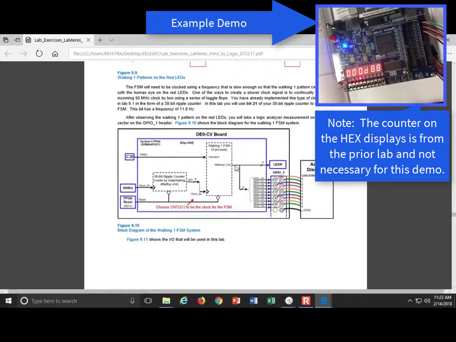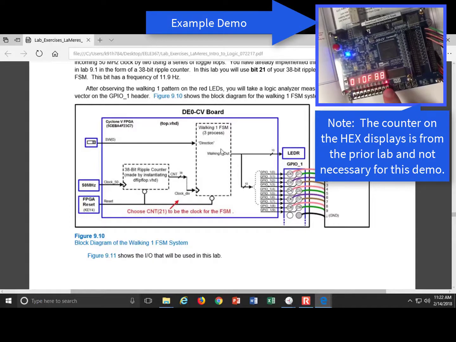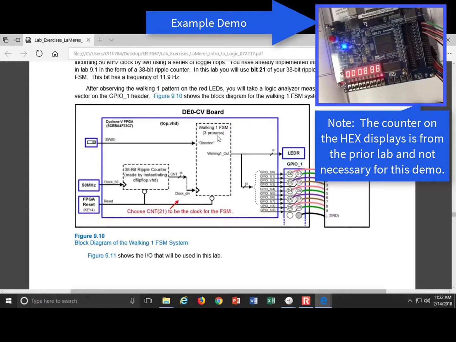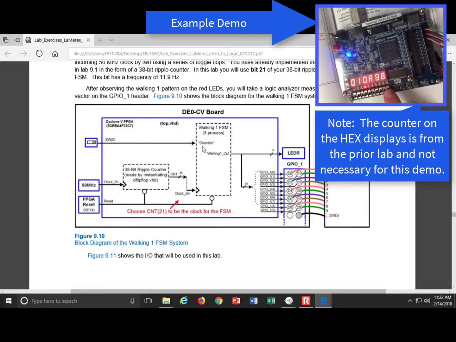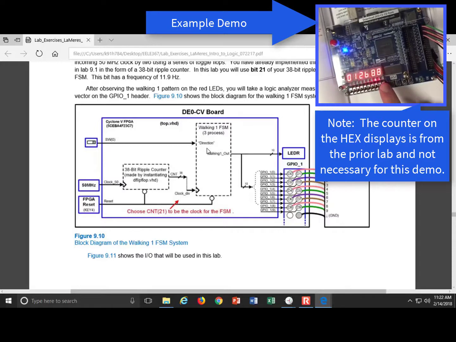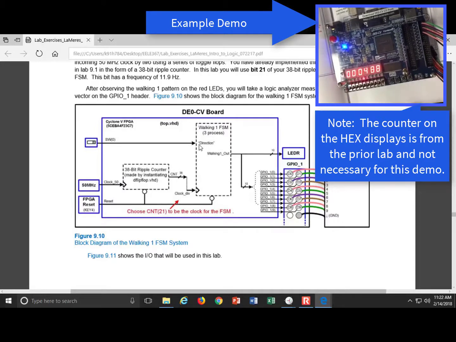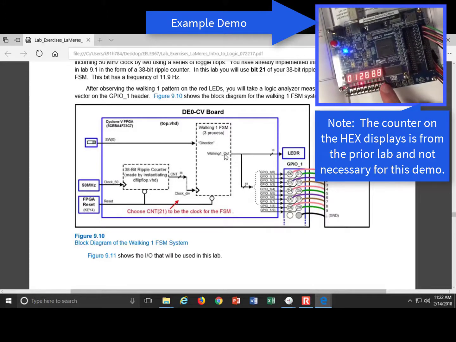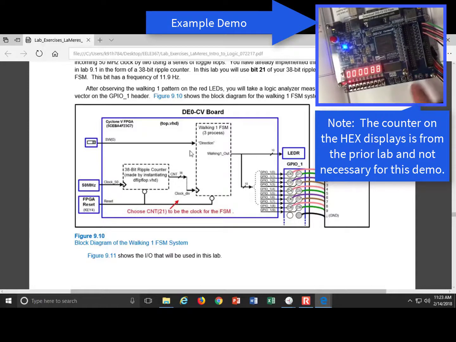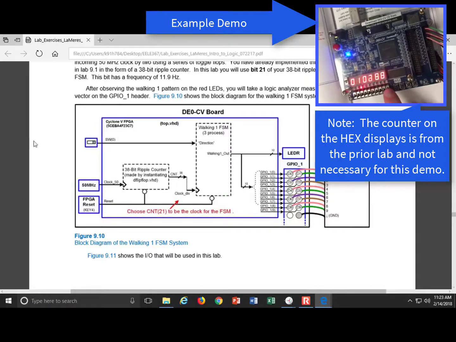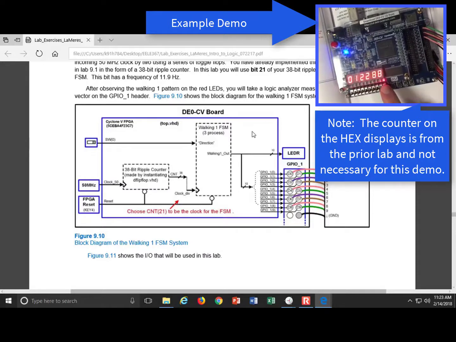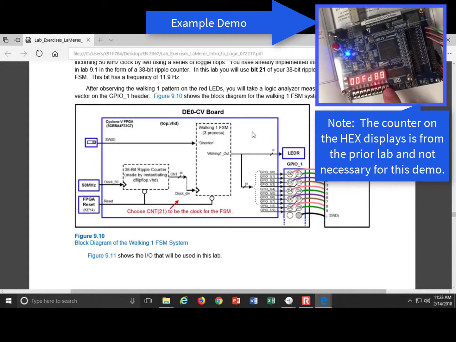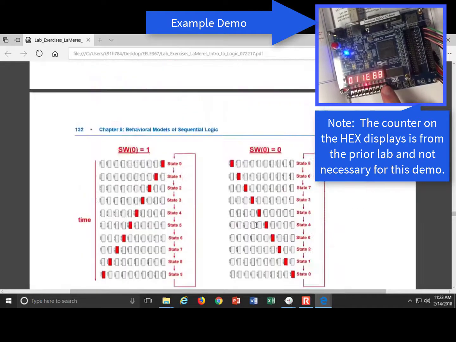If you look at the block diagram of this, you are going to have a walking one finite state machine. You're going to model it with 3 processes. The state memory is just like you've done before. State memory is a process. Your next state logic is going to be a combinational logic process, and then your output logic is going to be a combinational logic process. What's the input into the system? It is a single input called direction that comes from switch 0. What is the output? The output is actually going to be 10 bits, each bit driving the red LEDs on the DE0 CV.